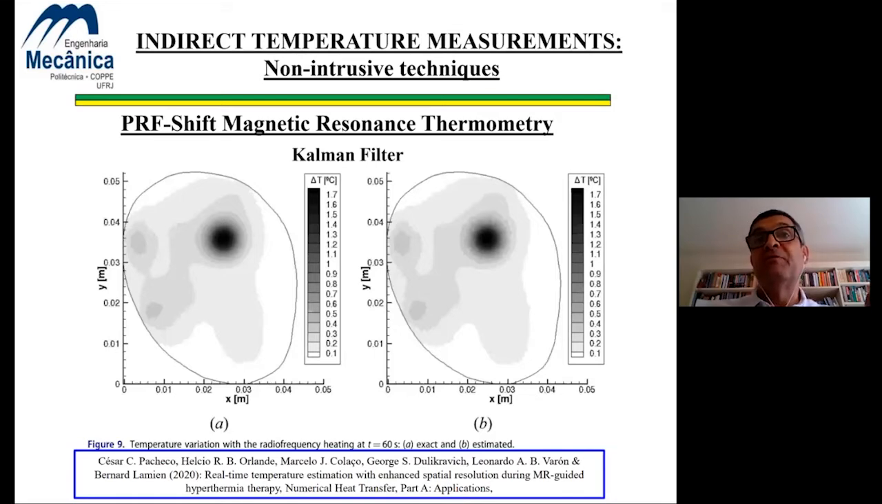The exact and the estimated temperature variations at a specific time during the radio frequency heating are presented in these two figures. The figure on the left is the exact simulated temperature variation, and the one on the right is the one obtained by the solution of the state estimation problem. And they are in very good agreement, not only in the region where the measurements are available around the tumor, but actually in the whole region.